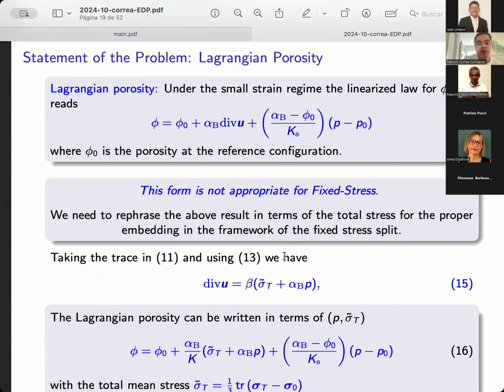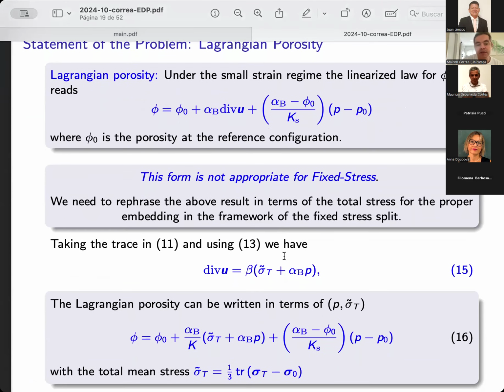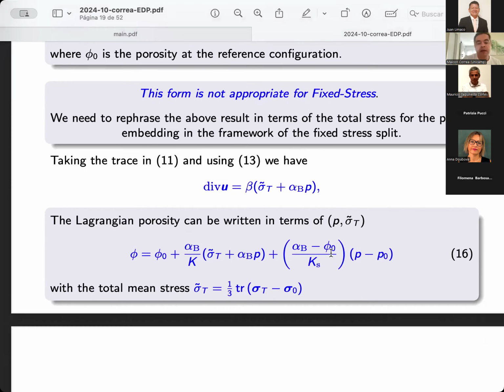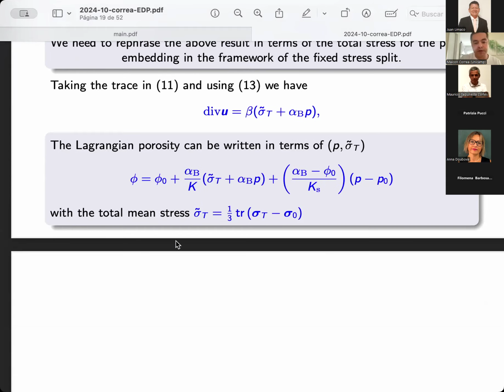Okay, and the final ingredient of this modeling is the consideration of the porosity, because it's really different in this case, since everything is changing, is deforming. Even if you start with a homogeneous porosity, because it's evolving, the porosity becomes heterogeneous. So it's a function of space and time. And here are the equations. We are using the representation of the Lagrangian porosity.